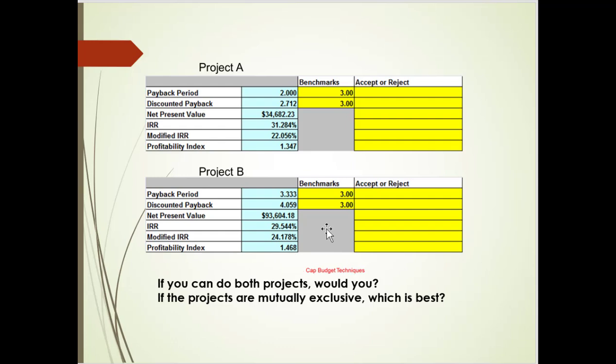As you see here, the payback period for project A is 2 years, and for B, it's 3.3 years. So again, if we have a 3-year benchmark, project A is acceptable with respect to payback. Project B is not acceptable. So again, we're looking at a technique. We need to understand what the technique's all about, but we do understand the decision rule that A is the only one of these two projects we would do if all we used was payback.